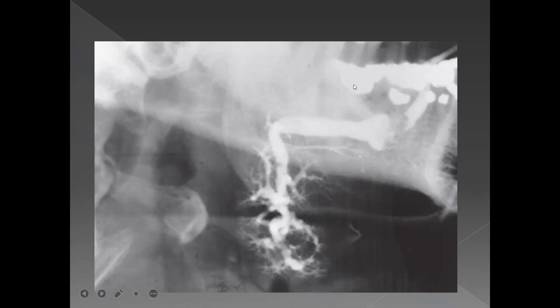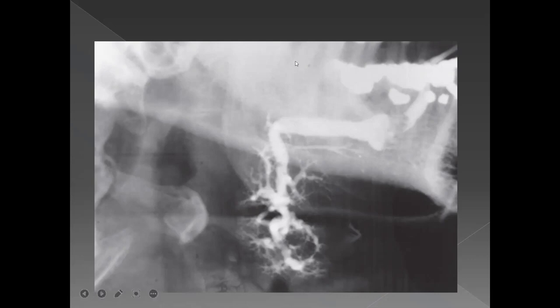This is the stone. Just follow my cursor over here. So this is the stone. Wherever you don't see filling of the contrast, that area is an area of obstruction, basically.